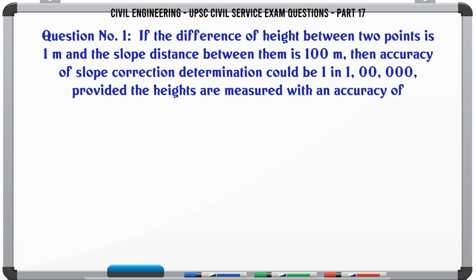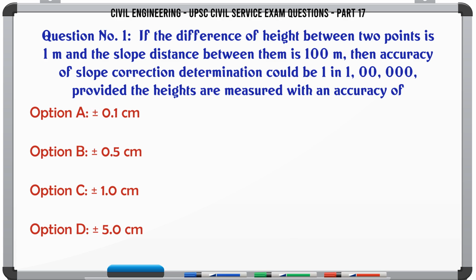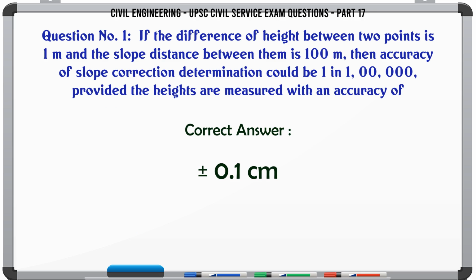If the difference of height between 2 points is 1 m and the slope distance between them is 100 m, then accuracy of slope correction determination could be 1 in 100,000 provided the heights are measured with an accuracy of A. 0.1 cm, B. 0.5 cm, C. 1.0 cm, D. 5.0 cm. The correct answer is 0.1 centimeters.